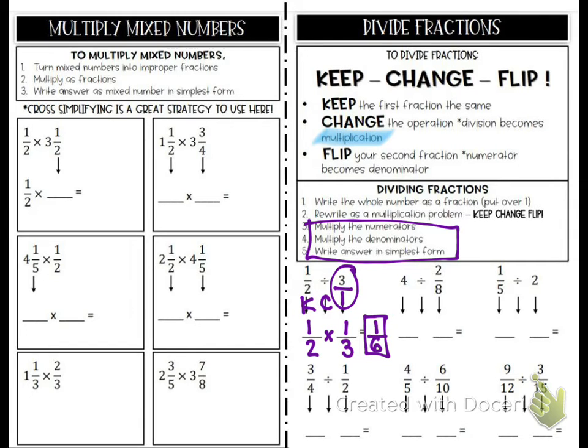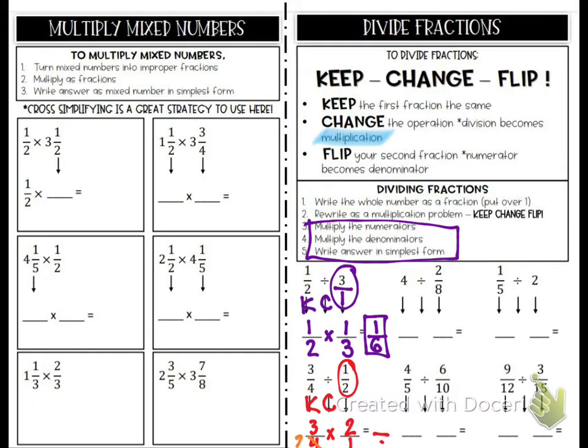This next one, I'm going to look right below it. We have 3/4 divided by 1/2. So 3/4, we're going to keep that one, 3 over 4. We're going to change the division to multiplication, and we're going to flip this one upside down, so it will become 2 over 1. You're going to multiply straight across, looking to see if you can cross simplify first. 3 and 1 won't, but 4 and 2 will. So they can both be divided by 2.